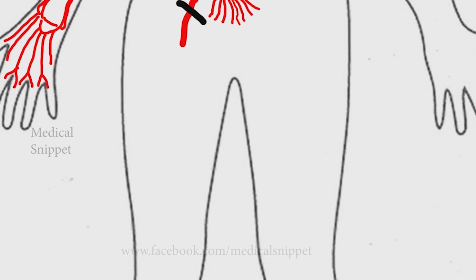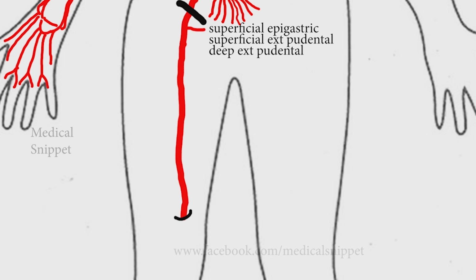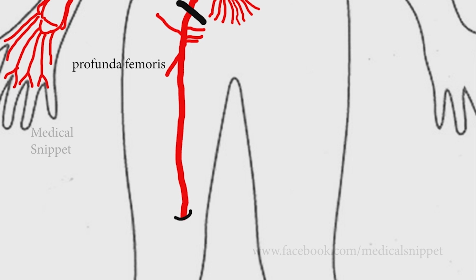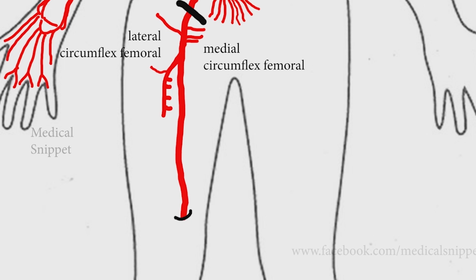The common femoral artery is a continuation of the external iliac artery. It gives rise to superficial epigastric artery, superficial and deep external pudendal arteries, and superficial circumflex iliac artery. The common femoral artery continues as superficial femoral artery, after it gives off profunda femoris artery. Profunda femoris gives perforating branches, lateral and medial circumflex femoral arteries.